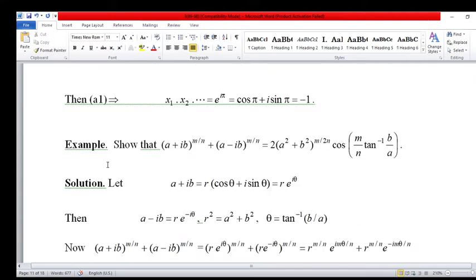Now the next example, where a different condition is given. a plus ib is a complex number raised to the power m upon n, and again the complex number's conjugate raised to the power m upon n. Then the result is 2 times (a square plus b square) raised to the power m upon 2n, times cos of (m upon n tan inverse b upon a). This is a most important example for the 5 marks, so underline this. Here two conditions are given, one complex number and its conjugate. The first complex number is a plus ib, and the second, its conjugate, is a minus ib.